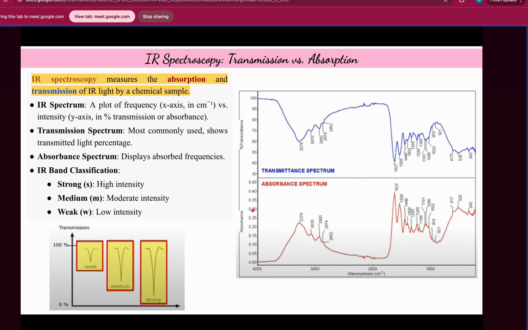So this can also be represented as the frequency as well as intensity. An absorbance spectrum displays the absorbed frequencies, whereas a transmittance or transmission spectrum tells you how much light is transmitted. You can also classify these IR bands into three categories. First is strong, which means high intensity. Then comes medium, which is moderate intensity, and then low intensity. If we consider this to be intensity and the x-axis to be frequency, then this is how the strong, medium, and weak bands appear.